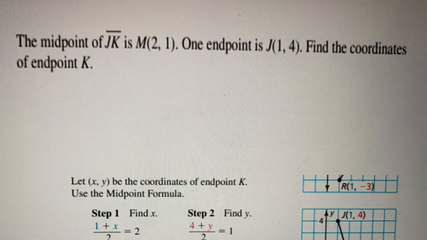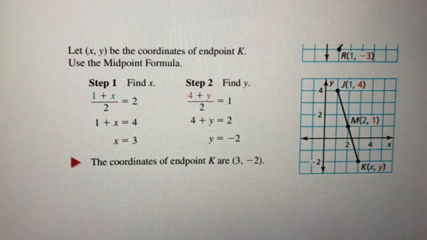All right, now, what if I'm given the midpoint and one endpoint? Can I find the other endpoint? Sure. First of all, I just need to substitute. And so I'm going to substitute 1 plus x divided by 2 is equal to 2. 1 plus x is equal to 4, x equal 3. For the y values, I know 4 plus y divided by 2 is equal to 1. 4 plus y equal 2.